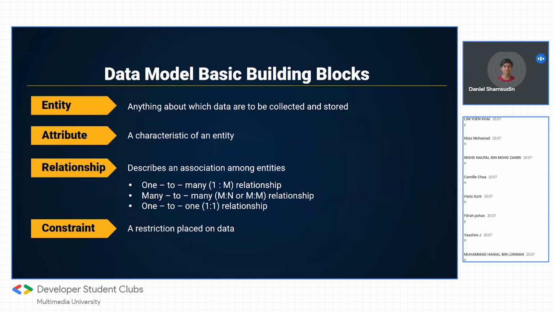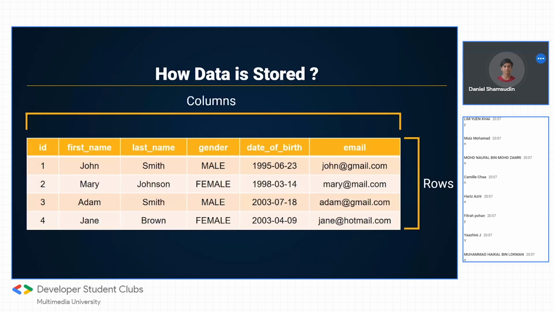So the next thing we have is attributes. As I mentioned just now, an attribute is a characteristic of an entity. Each column is an attribute of the entity. So for example, first name, last name, gender, date of birth, email, IDs, all of these are attributes.